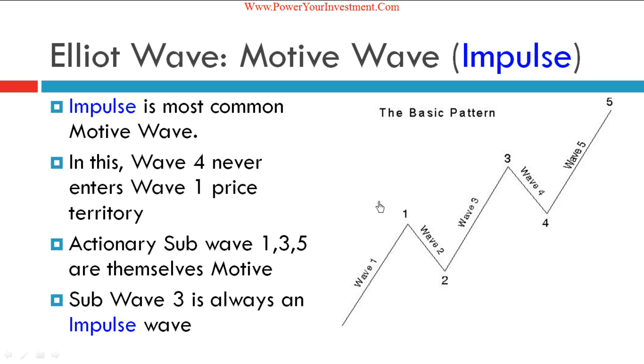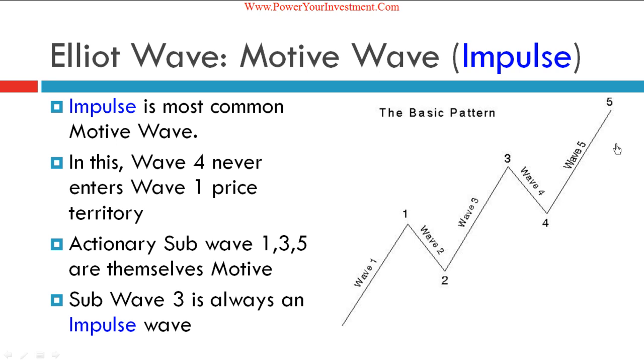Now let's come to the impulse wave. Impulse wave is the most common motive wave. Okay, and if you remember, yesterday in the last series we saw this wave structure where we have wave 1, wave 2, wave 3, wave 4, and wave 5. Now these kind of waves are called impulse waves. These are very easy to identify.